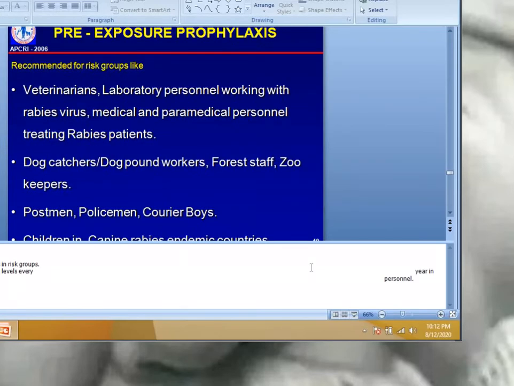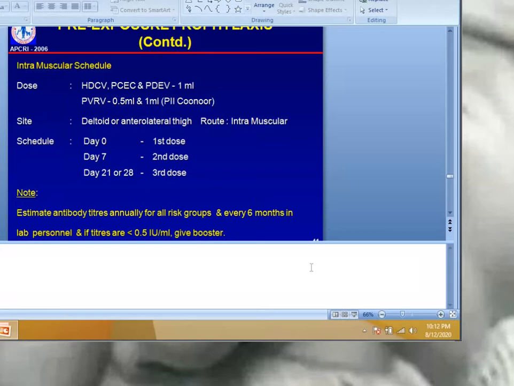Pre-exposure prophylaxis is recommended in groups like veterinarians, laboratory personnel working with rabies virus, medical or paramedical personnel treating rabies patients, dog catchers, dog pound workers, forest staff, zookeepers, postmen, policemen, courier boys, etc. These are the pre-exposure prophylaxis groups. In pre-exposure prophylaxis, the intramuscular schedule uses human diploid cell vaccine or purified cell culture vaccine, etc. The dose is 0.5 ml or 1 ml. The site is the deltoid or anterolateral thigh. The route is intramuscular.